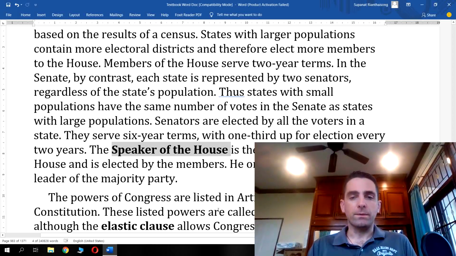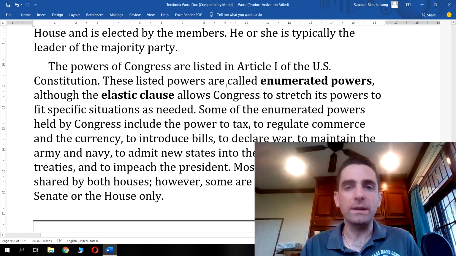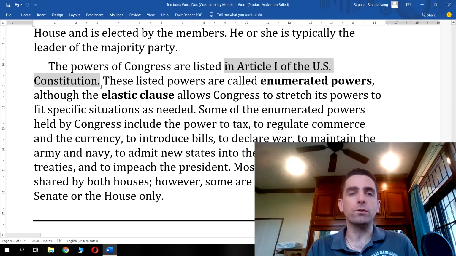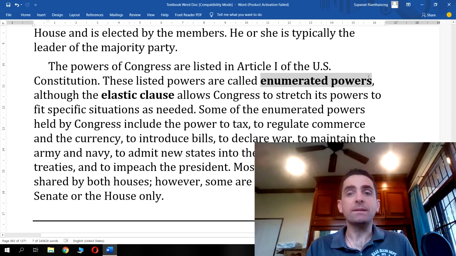Okay, next, the powers of Congress are listed in Article 1 of the US Constitution. These listed powers are called enumerated powers. Okay, key term. You might see this in the test, enumerated powers. Although the elastic clause allows Congress to stretch its powers to fit specific situations as needed.